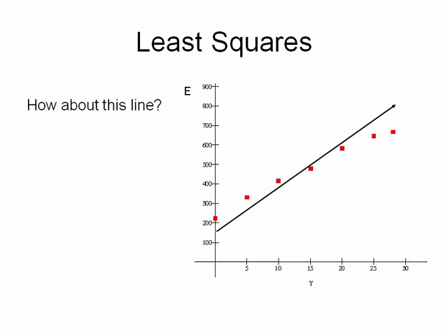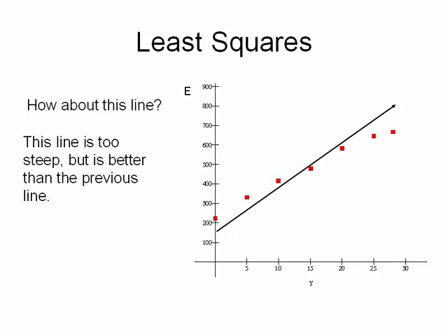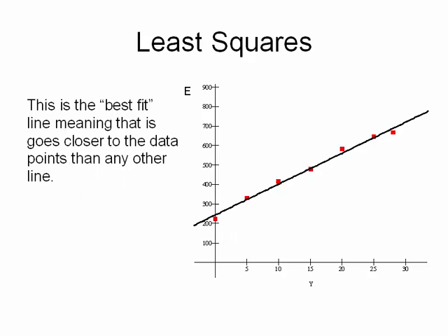How about this line? This is a line that's increasing. It has a positive slope, so it might be a reasonable choice. But this line is too steep, but it's better than the previous one. This is the best fit line, and when you look at it, it goes very close to all of these different ordered pairs, and it's going to be in fact closer than any other line.